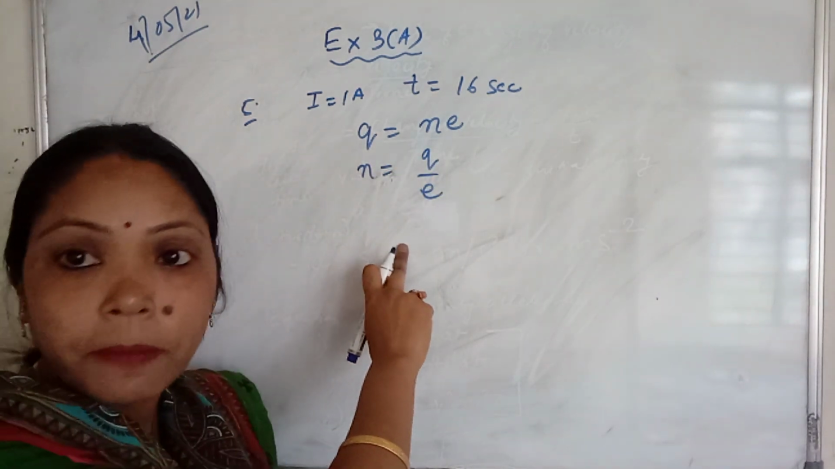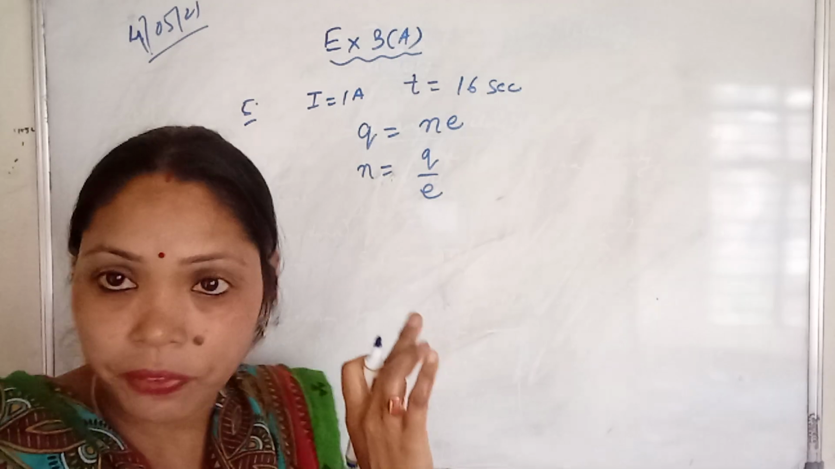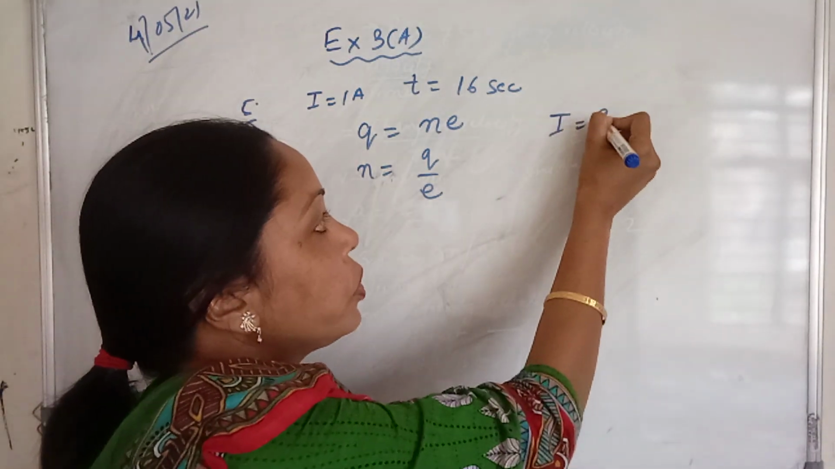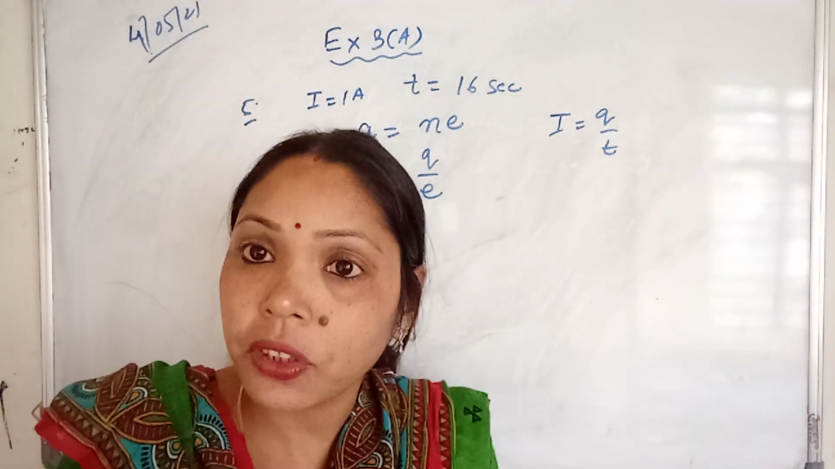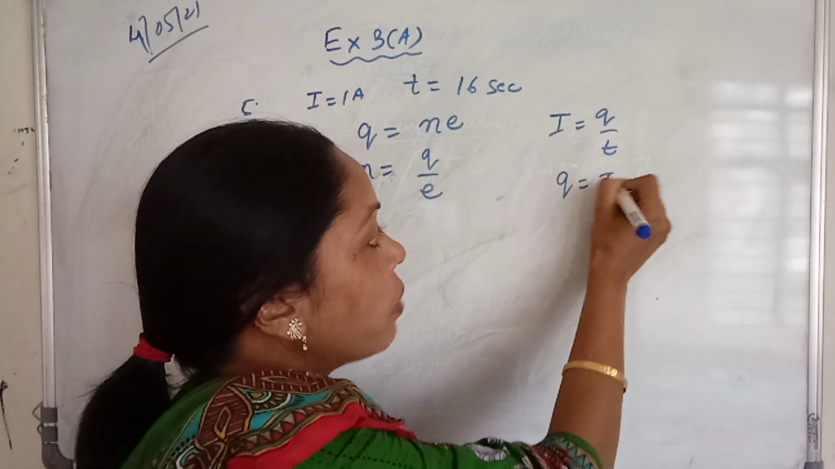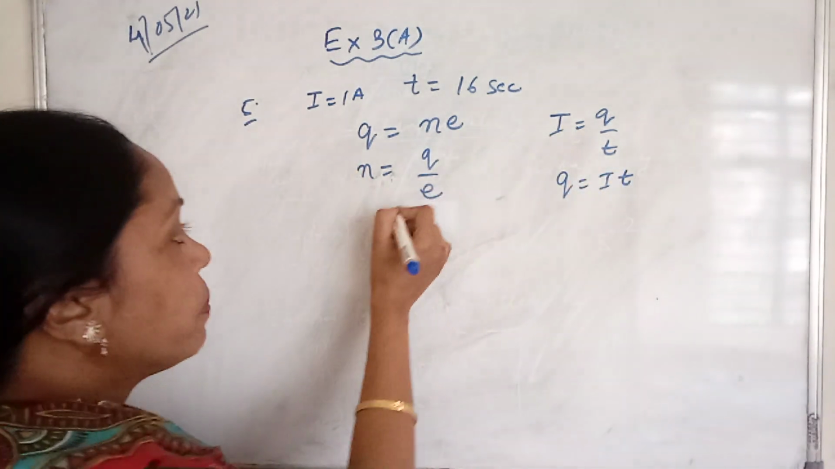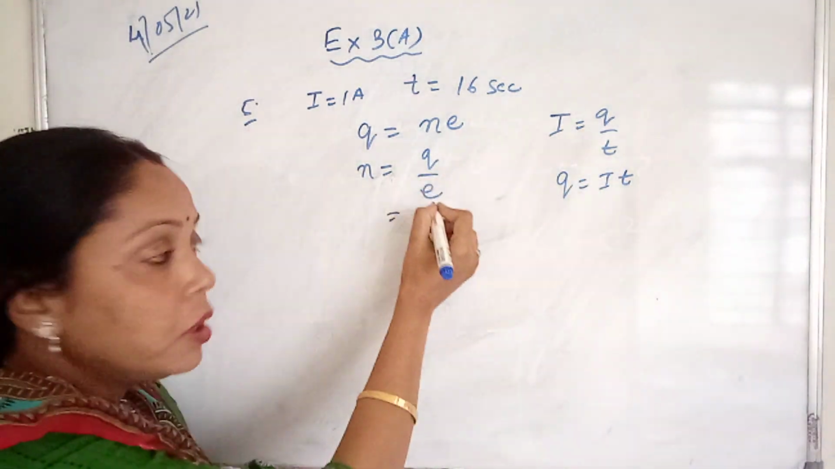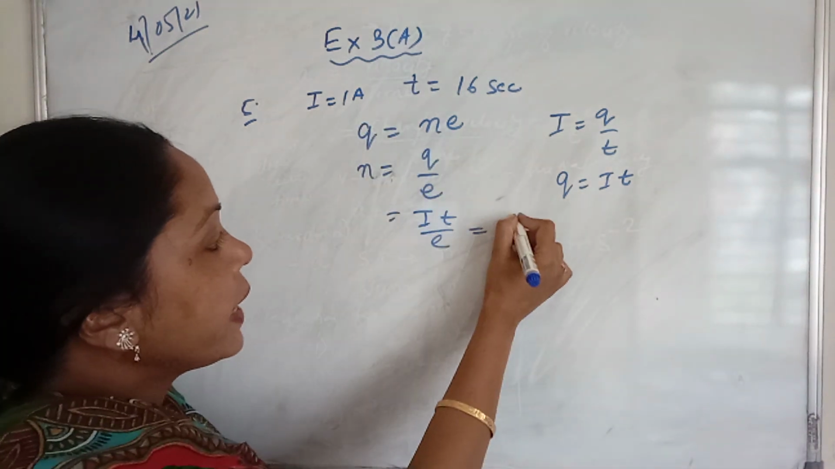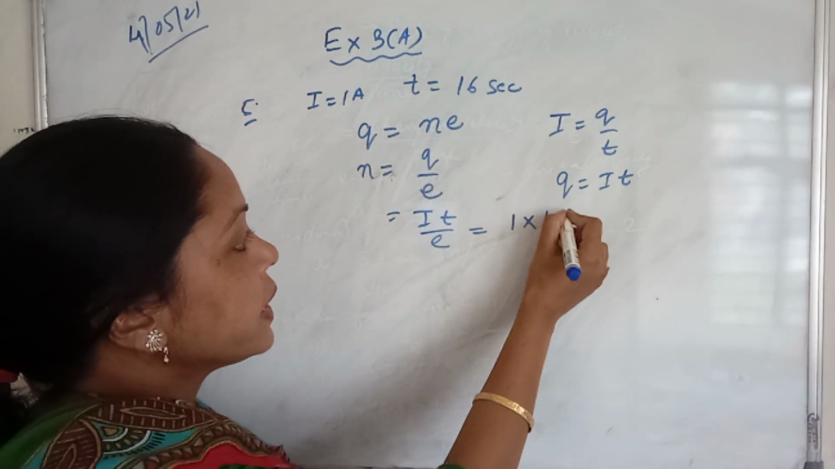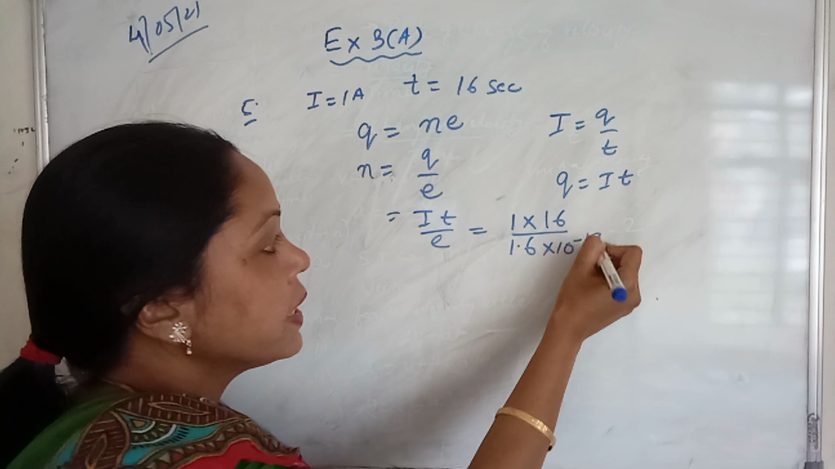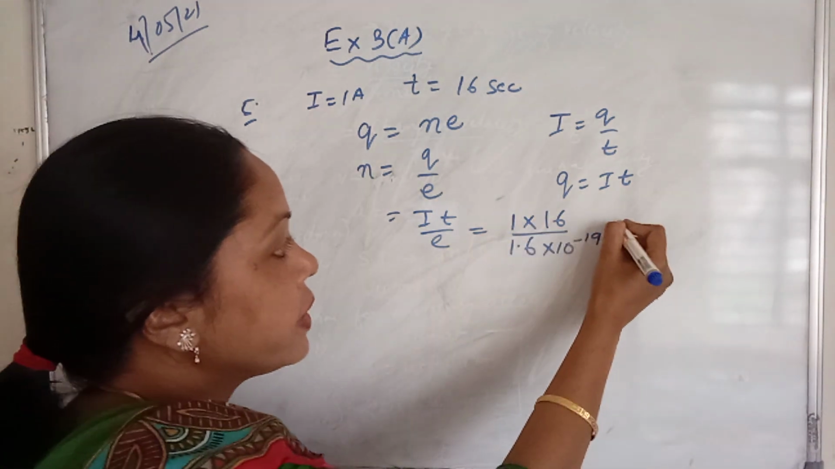Here if we see, Q is not given but I is given, and we know that I is equal to Q by T, the rate of flow of charge. So we can write Q is equal to I into T. So put here in place of Q, I into T by E. So what is I? I is 1, T is 16, and E is 1.6 into 10 to the power minus 19. Now solve this one.